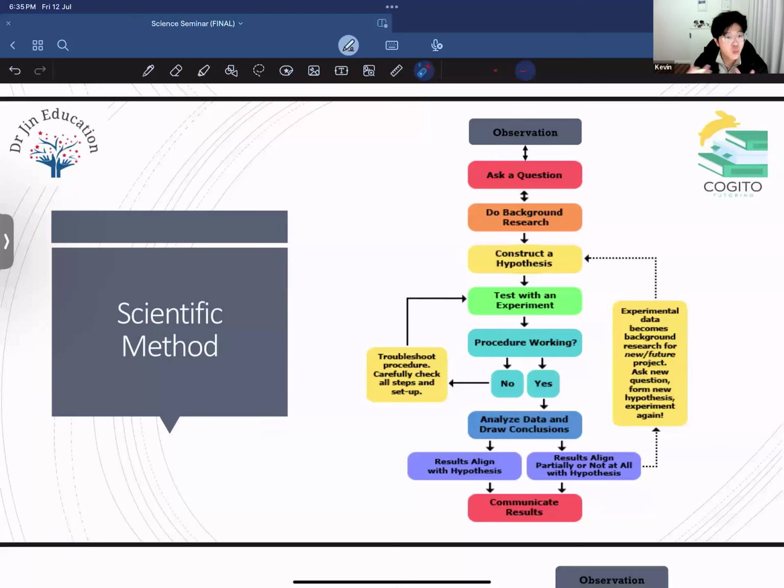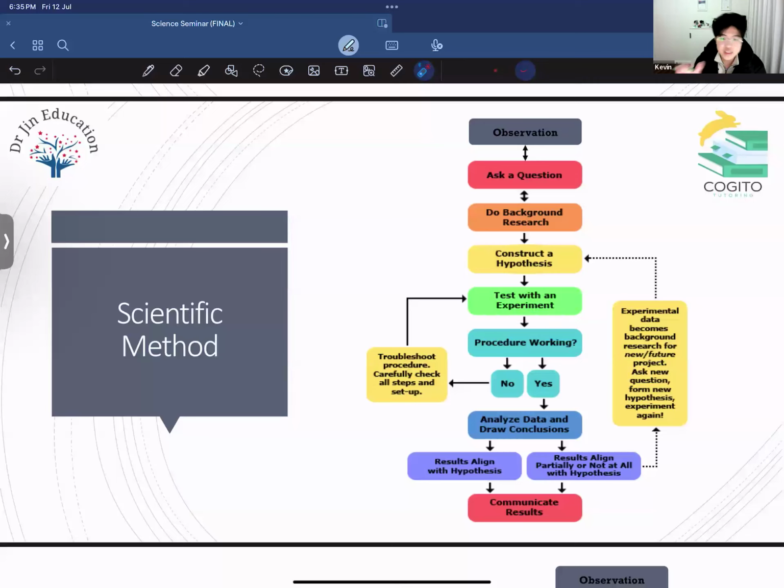Educated prediction on why it happens. Okay? And after you get this hypothesis, you would design an experiment. And this experiment will test the hypothesis. So you test the hypothesis with an experiment.